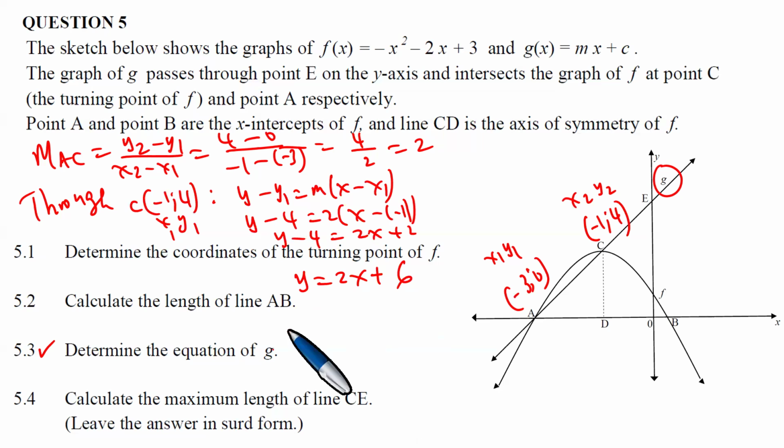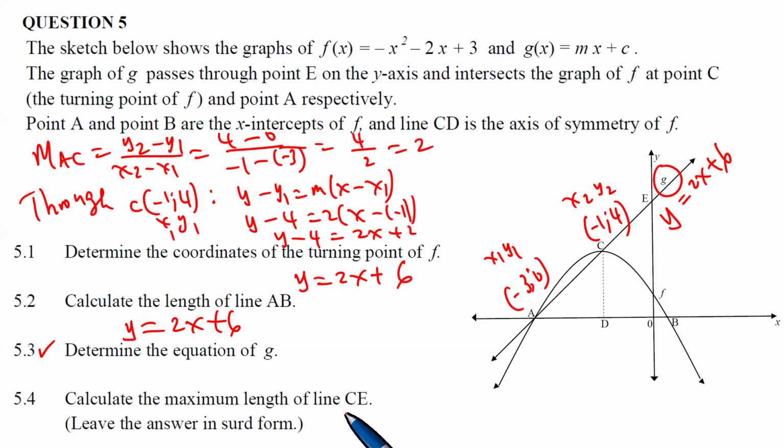So in the end, to find the equation of G, we are able to see that the equation of G is 2x plus 6. It's exactly 2x plus 6. Now you need to calculate the maximum length of line CE. The maximum length of line CE.